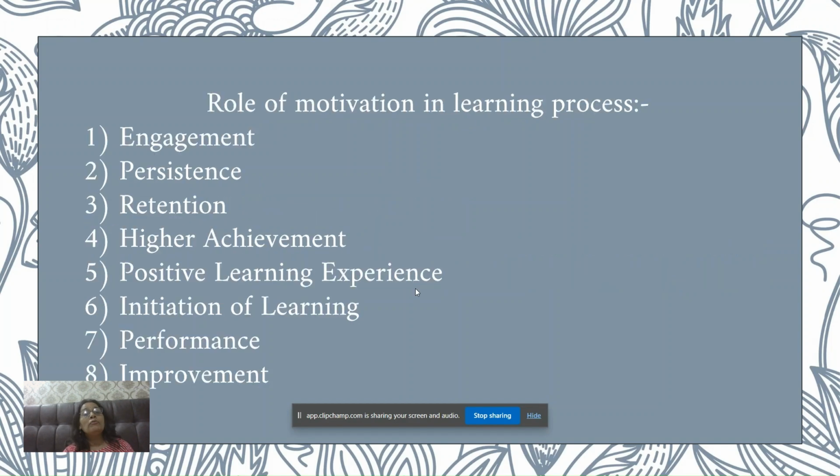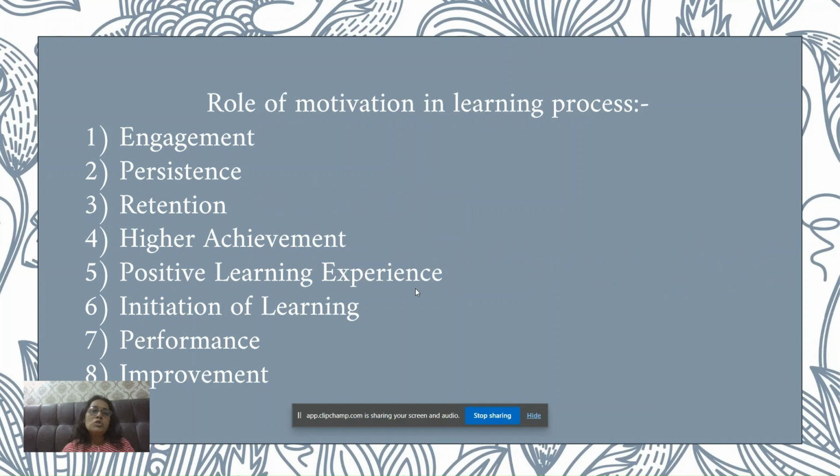Next is the role of motivation in learning process. How does motivation help in the learning process? It engages the learner with the teaching process, with the teacher, with the learning environment. There's an engagement between the learner as well as the teacher. Persistence. The learner will always consistently work for his or her goal.